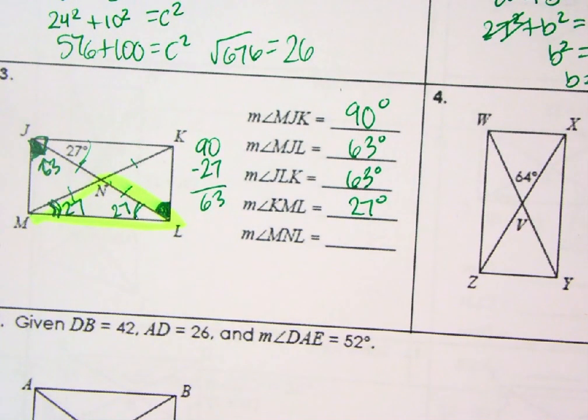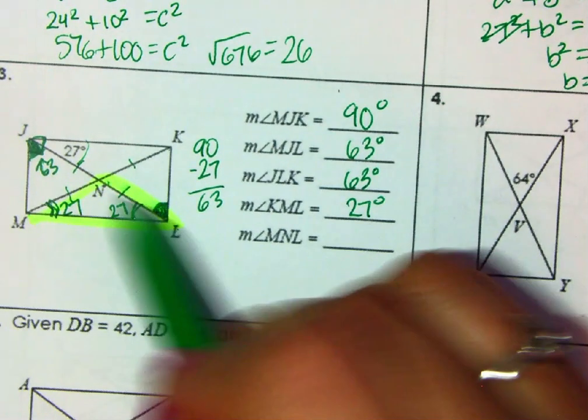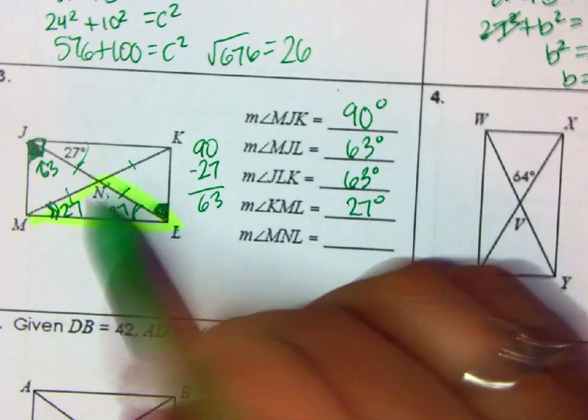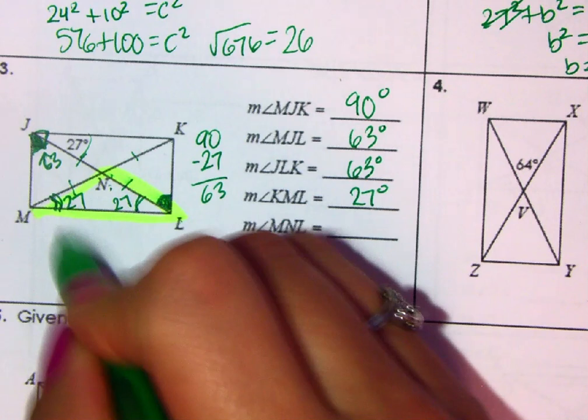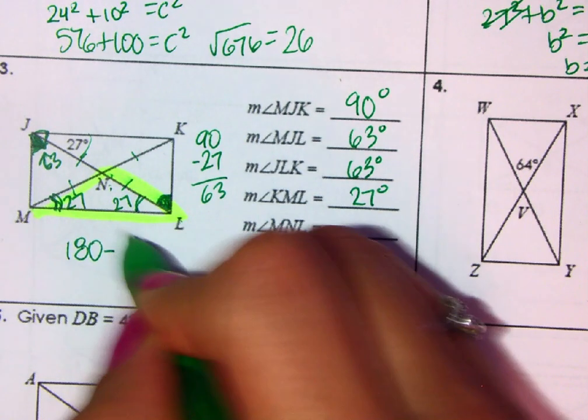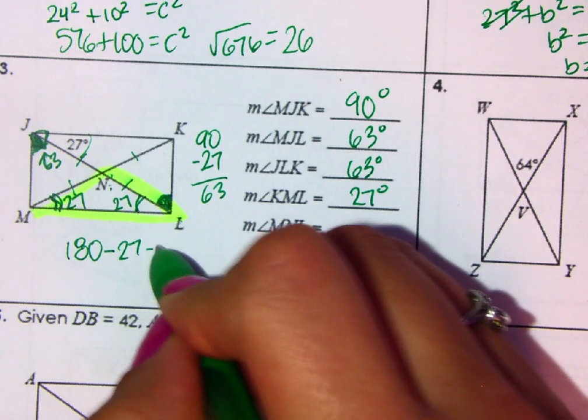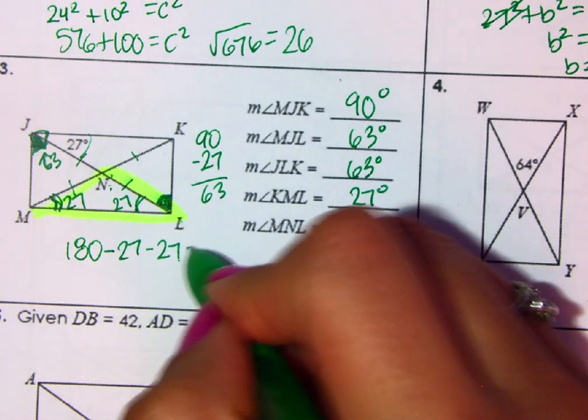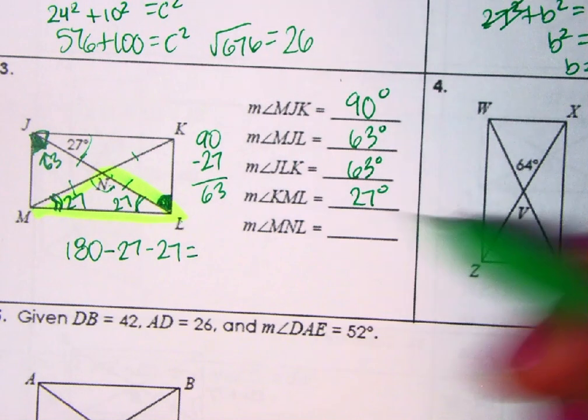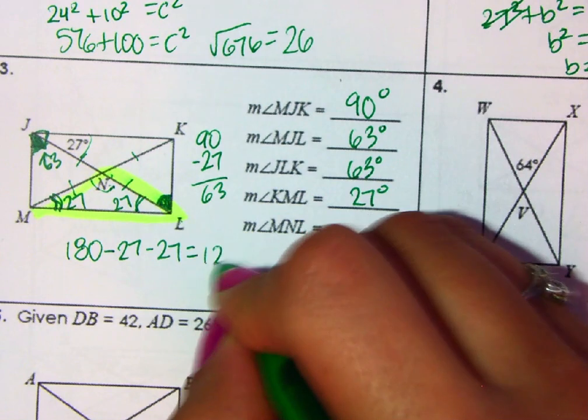The last one is MNL. MNL is that top angle right here of this triangle. So if we know the whole thing is 180, we're going to subtract the 27 and 27 from that, and then it should equal this top angle. So that's 126.